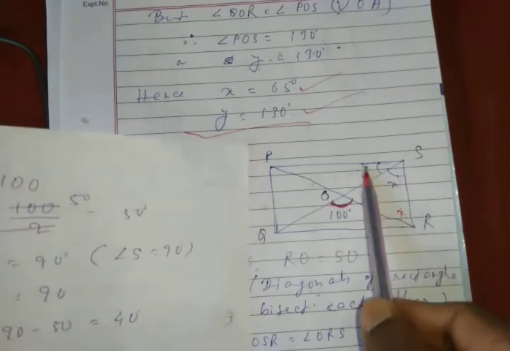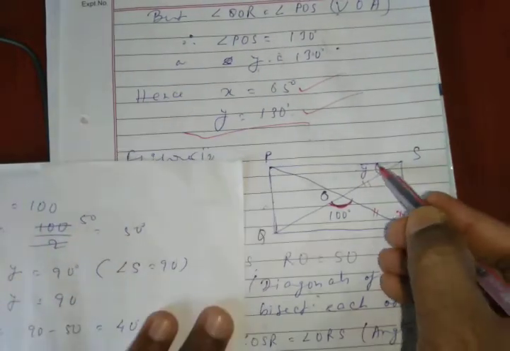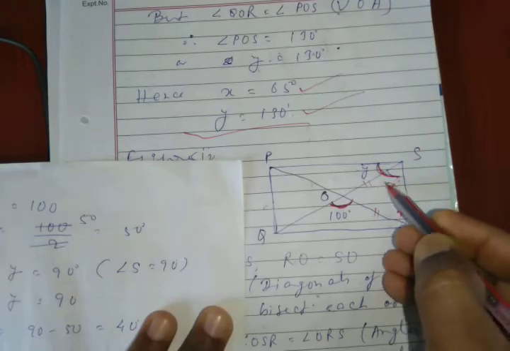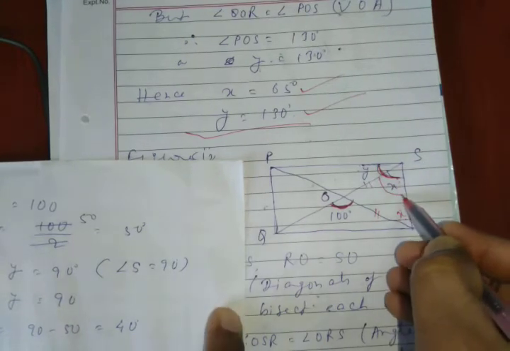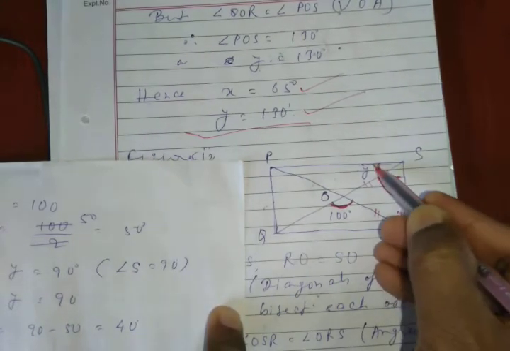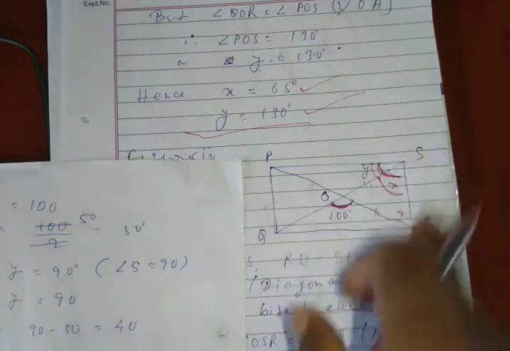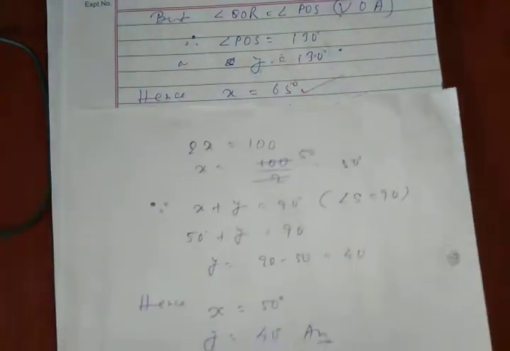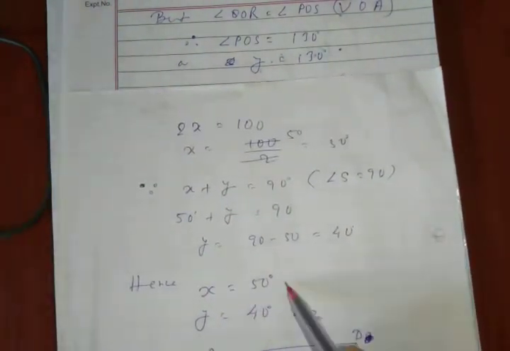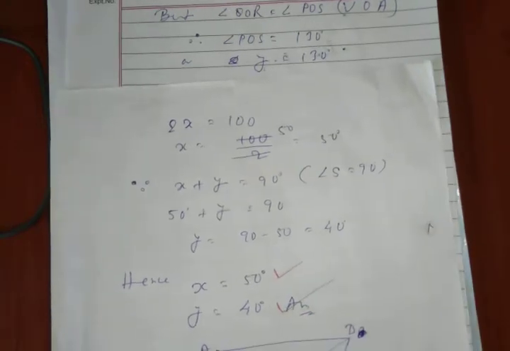And then what is y? Again this whole angle is equal to 90 here. So this is 90, and we have found that this x is what? 50. This is 50, then this will be equal to 40 degree. So 90 minus 50 will be 40. So this is the answer. Here x equal to 50 and y equal to 40.